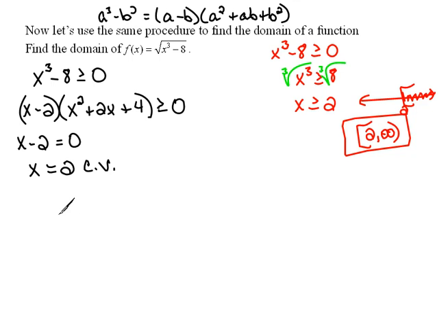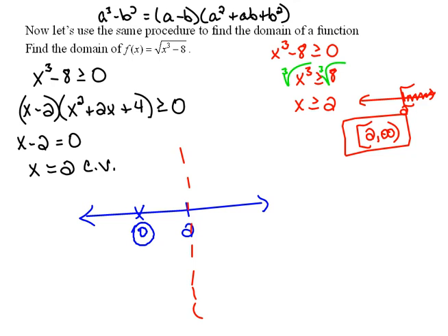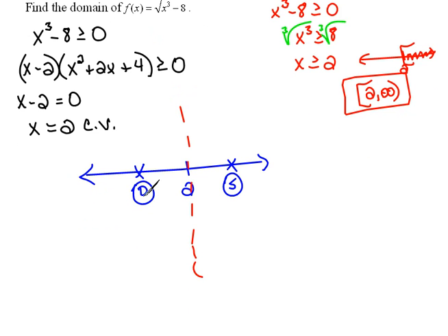Now if we looked at that on a number line, then we would say, okay, here's 2. We need to look at what's happening on either side of that. So if we go to the left, we could choose maybe 0. And if we went to the right, maybe a 5. Alright, so if we use our factors, x minus 2, if we plugged in a 0 in that place, this would be negative. If we plugged in a 5, this would be positive.